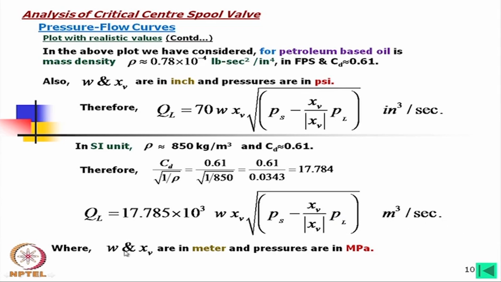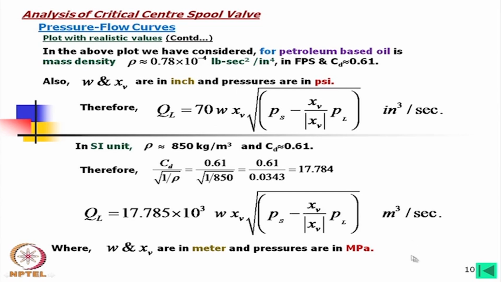Now, in this case we should keep in mind that W and x_b are in meter and pressure in megapascal. Actually, if you look into this 10 to the power 3, if you take it inside, it will be 10 to the power 6. This means then this pressure will be in Pascal. So, if we write this formula in Pascal, in that case we should not write 10 to the power 3 here. You can remember this formula or simply derive it from the main equation.